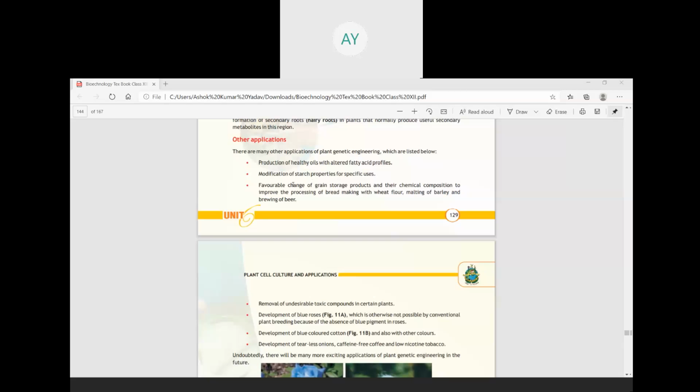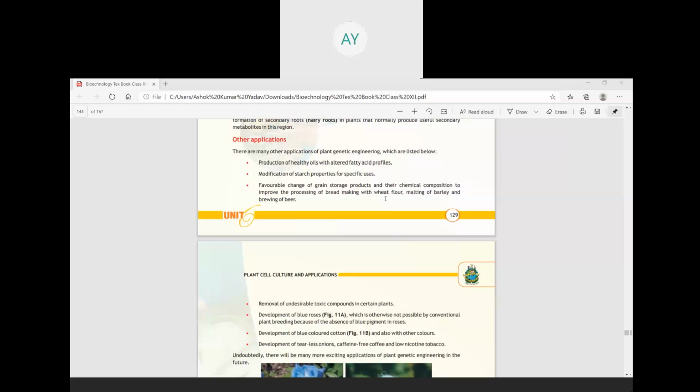Then the third point is the favorable change of the grain storage product and its chemical composition. In cereal grains there is generally a deficiency of lysine. So we can improve the lysine content, lysine being an amino acid, by inserting the gene of lysine from a wild species of the plant into a commercial variety. Then we can also improve the protein composition like methionine and cysteine from a wild variety of the plant into a commercial variety through gene transfer technique, through recombinant DNA technology, and we multiply that plant through plant tissue culture.